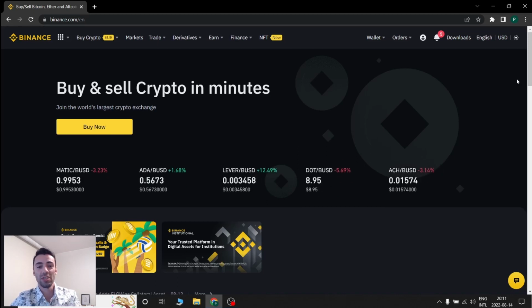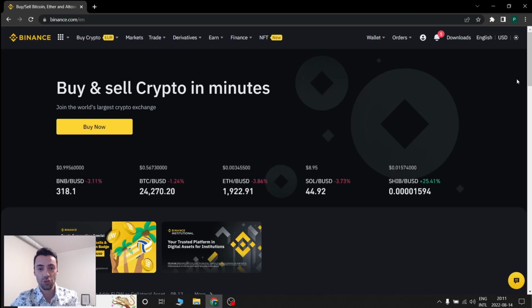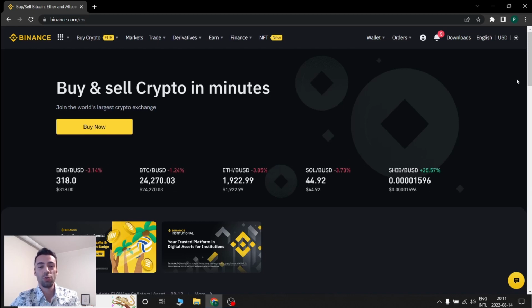Today we are going through the second part of season 3, which is the spot part of Binance, and we are working on different types of orders and how you can buy and sell and open positions in different kinds of market situations, and how you can trade on Binance.